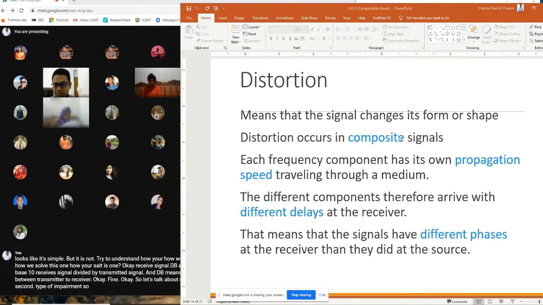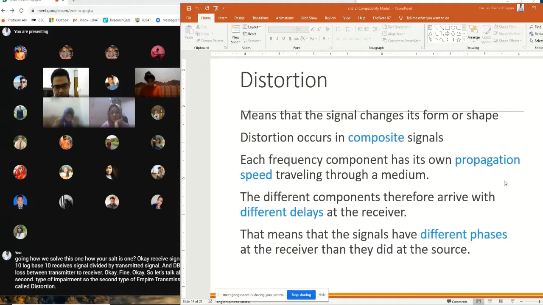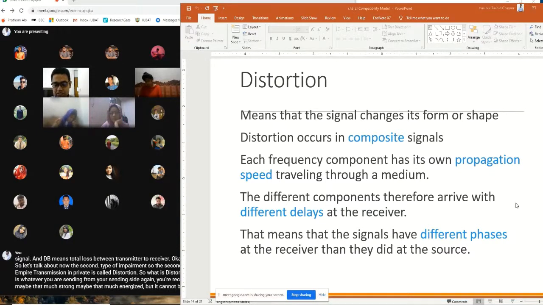So the second type of transmission impairment is called distortion. What is distortion? Distortion means that whatever you send from the sending side, the receiving signal may be that strong, maybe that energized, but it cannot be the same. As in the same example, whenever you send a packet, your receiver may receive the packet in a very intact way, but maybe the shape is a little bit changed, maybe there are some wrinkles. Similar here in data communication also.